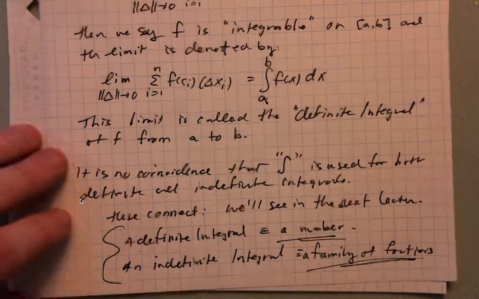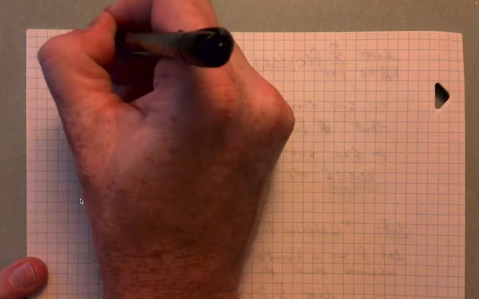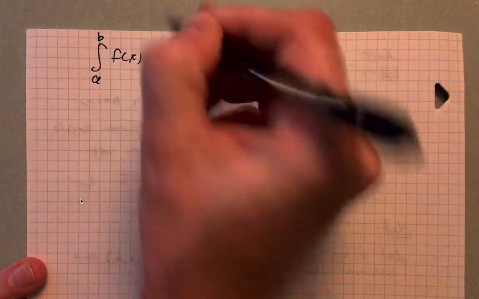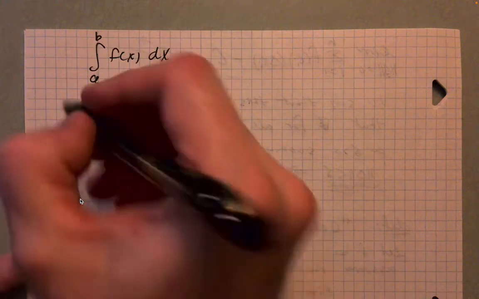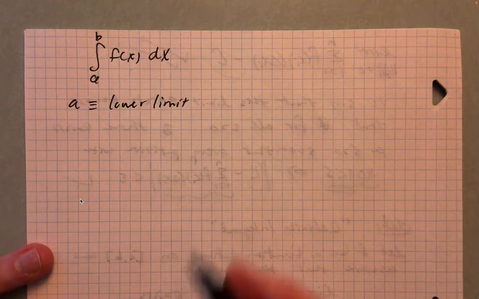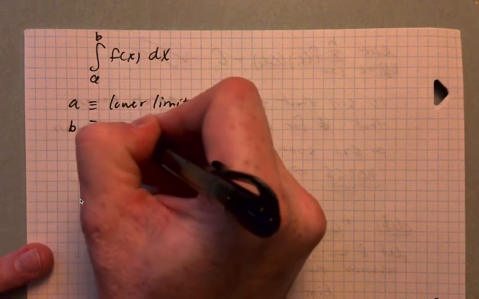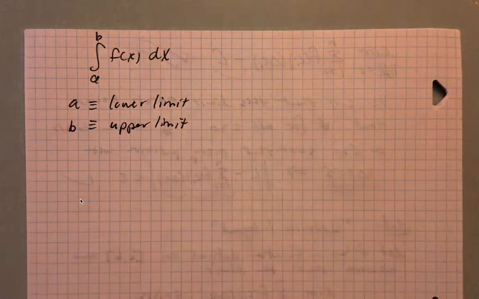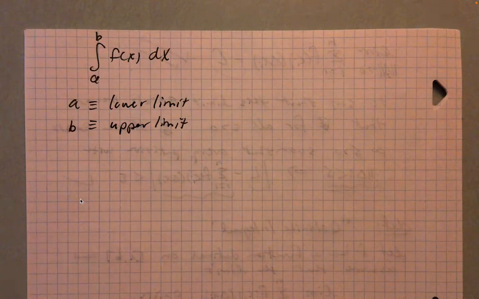One thing I didn't explicitly state, which I'll state now, is that when you have a definite integral like this, a and b are called the lower and upper limits respectively. So b is called the upper limit. Just terminology there. Okay, good. We'll come back to this in 2 seconds.